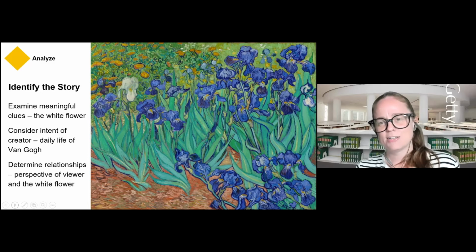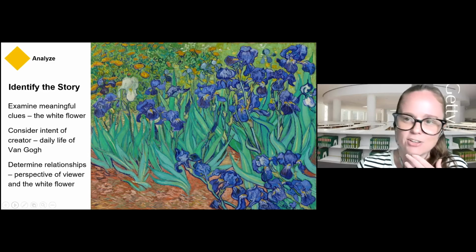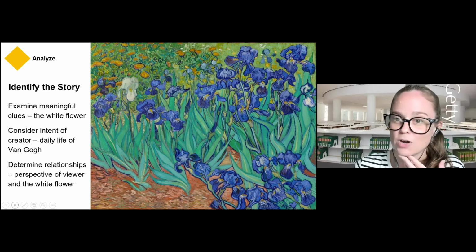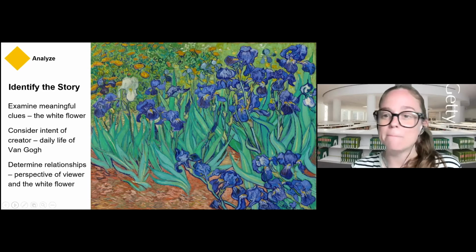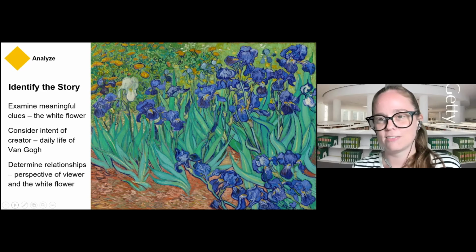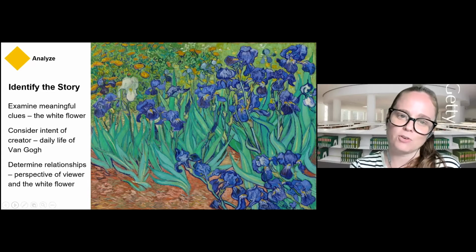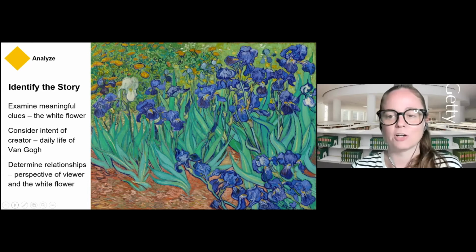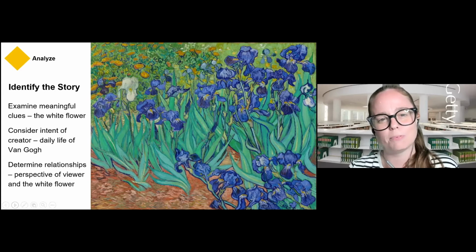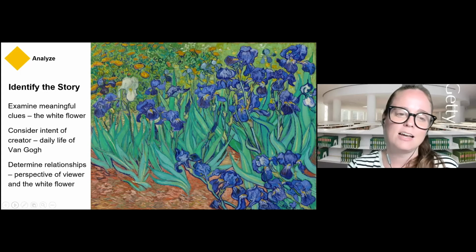And then, if we go to step 2 and we start thinking about the story or what the story might be, for me, a meaningful clue was this white flower in the front, on the left side. To me, it just seemed like it was separate from the rest because it's a different color. It's positioned in a different way. It's higher up, or it seems to stand higher.